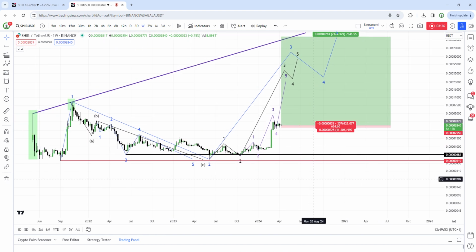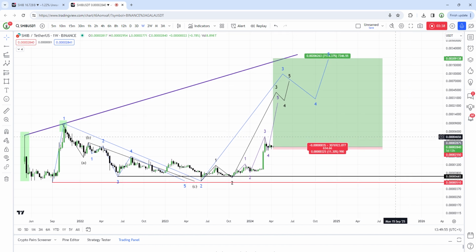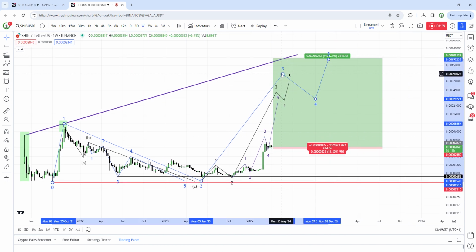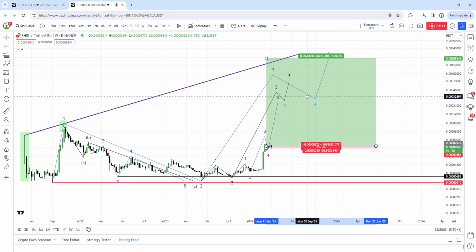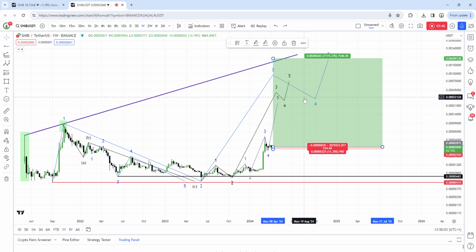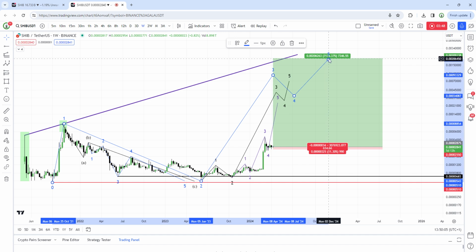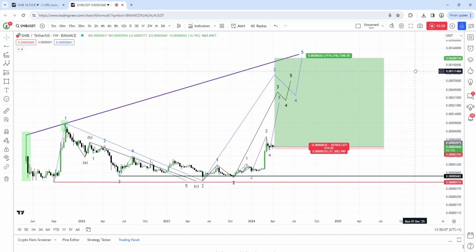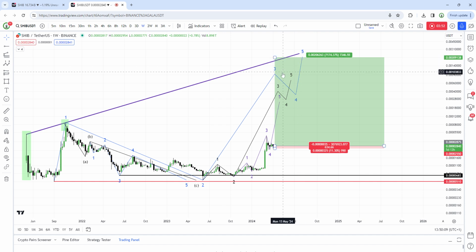Now that's what I think is going to happen on the higher time frame. Now this could be a lot quicker. It could come up to about here. Not sure where wave four will come in, but something like that, and ending up pretty much where this line is.